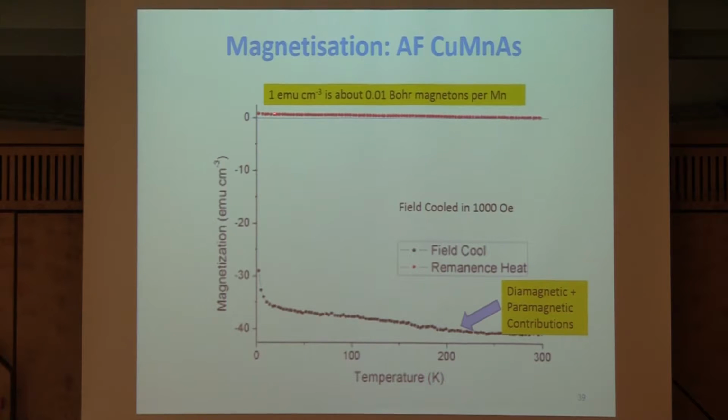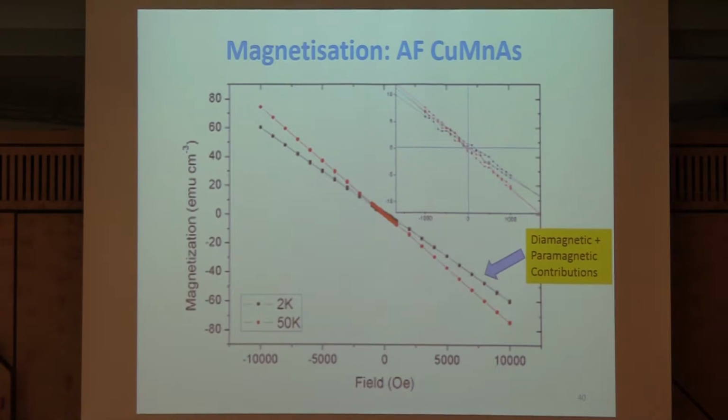It's not completely flat, there's a little bit of something in there, but on this scale, 1 EMU per cubic centimeter is actually 0.01 of a Bohr magneton. So there's less than 0.01 of a Bohr magneton per manganese in the thin film. Again, you can try these null experiments of sweeping the field, and pretty much within the noise, there's no remanence in there. So that's what you want to see. That's a simple piece of negative characterization.